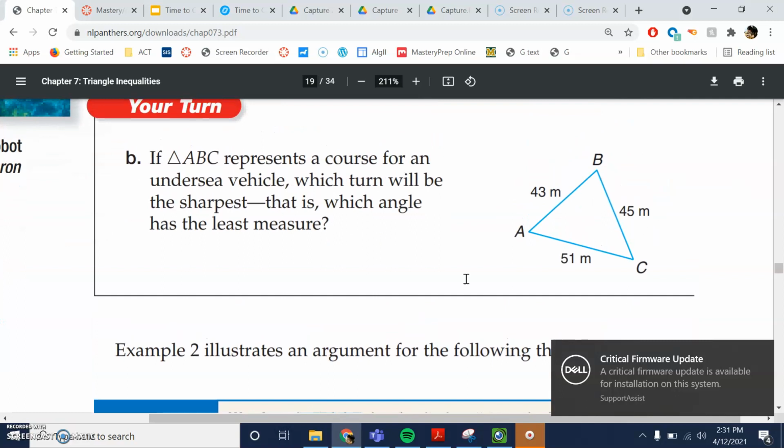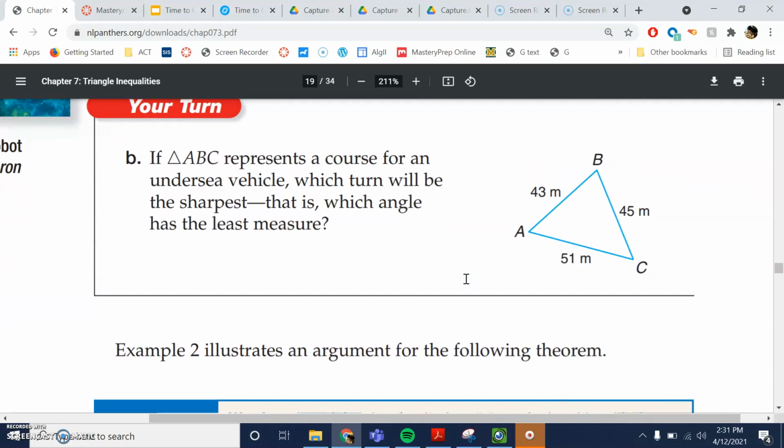Oh my goodness. So same question. See if you can do it. Which will be the angle with the least measure? A, B, or C? Go. Yeah, that would be angle C because it is opposite the least side, the smallest side.